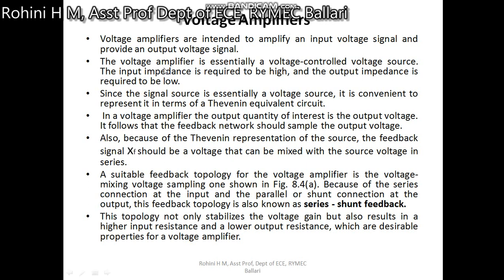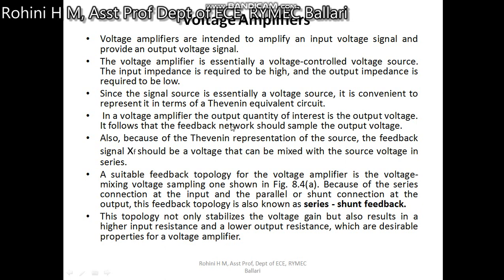For a voltage controlled voltage source, the input impedance is required to be high and the output impedance is required to be low. So this is the condition. The input impedance must be as high as possible and the output impedance as low as possible. Since the signal source is essentially a voltage source, it is convenient to represent it in terms of a Thevenin equivalent circuit. Here we are considering both input and output side, the signal source is a voltage source. Therefore we need to represent it in terms of a Thevenin equivalent circuit.